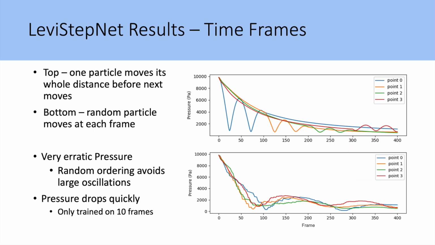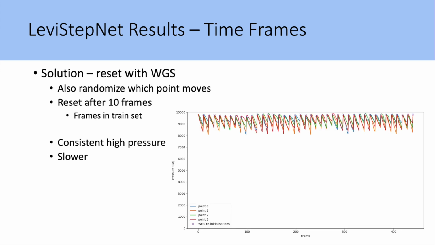The top figure shows the pressure for the 4 points when moving particle 1 the whole distance, then particle 2, and so on. The bottom figure shows the pressure for the 4 points when each frame a random particle is moved each time. The random motion gives a less erratic oscillation of pressure, but the pressure still quickly drops below the level where levitation is possible. The solution to this is to simply reinitialize the network after 10 frames. This gives consistently high pressure and never drops below where levitation can be achieved.